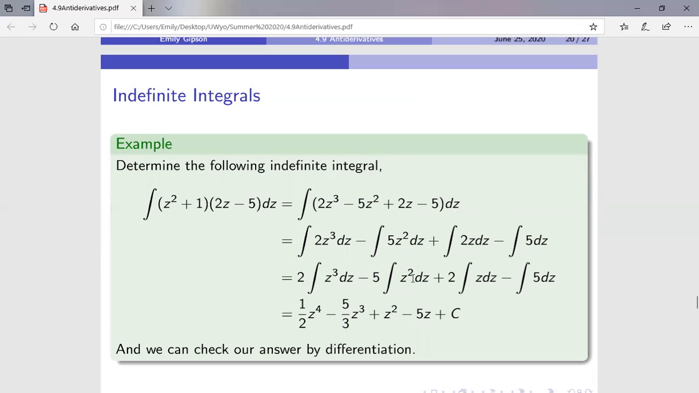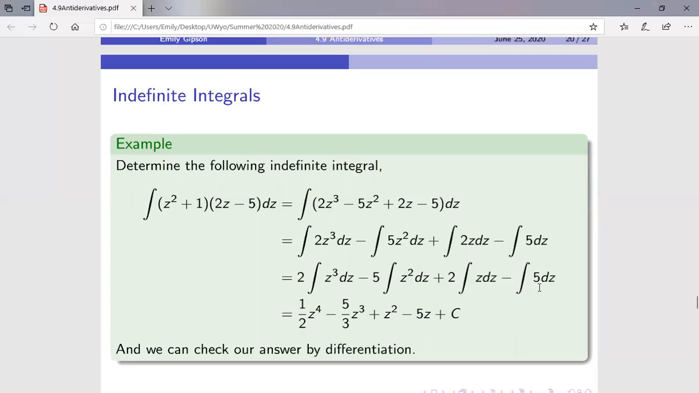Then I'm going to use my constant multiple rule to pull out my constant. Finally, I'm just going to use the power rule. z cubed becomes z to the fourth over 4. 2 divided by 4 is 1/2. z squared becomes z cubed over 3. 5 divided by 3 doesn't reduce, so we leave it alone. z becomes z squared over 2. 2 divided by 2 reduces to 1.